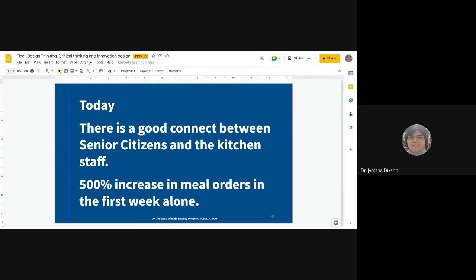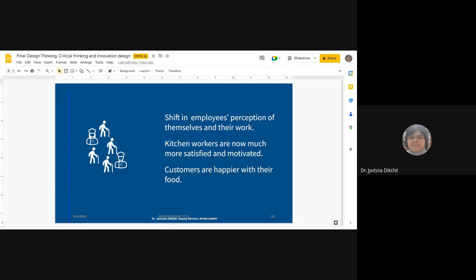And in a way, both share a very personal and professional relationship. It has given immense satisfaction to both the senior citizens as well as the kitchen staff, because now there is a connect between them. As a result of this, there was a 500% increase as far as the meal orders were concerned, and this was in the first week alone.